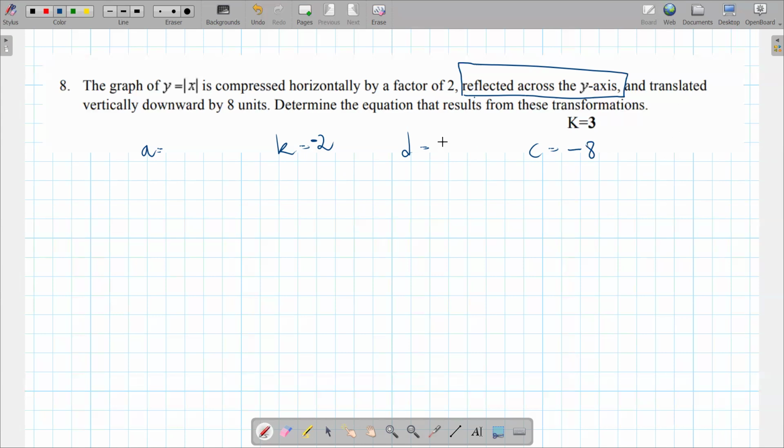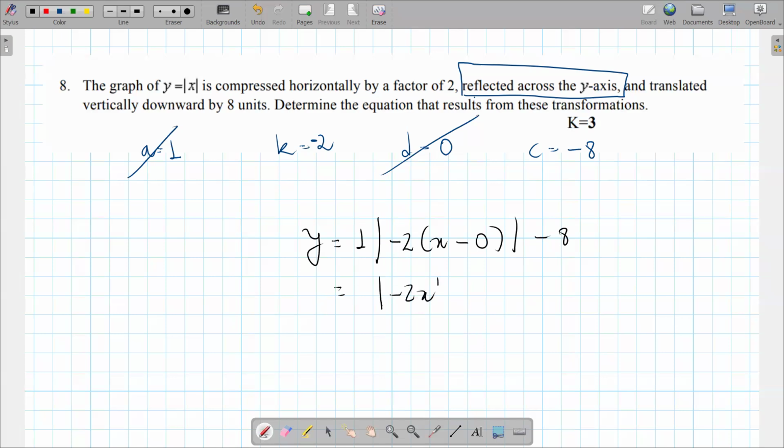So that means D is 0 and A is 1. A cannot be 0, okay? A is 1, so that doesn't affect it. We can ignore that. Okay, cool. So the equation for this is going to be, well, A is 1, so you can write 1 or not write anything, times K, X minus D, you can write just X or X minus 0, plus C. And there you go. That's the equation. It's literally just -2x minus 8. Cool?